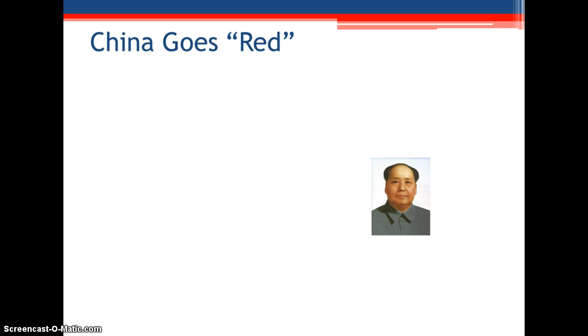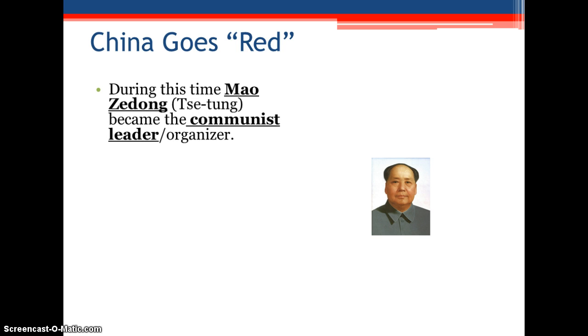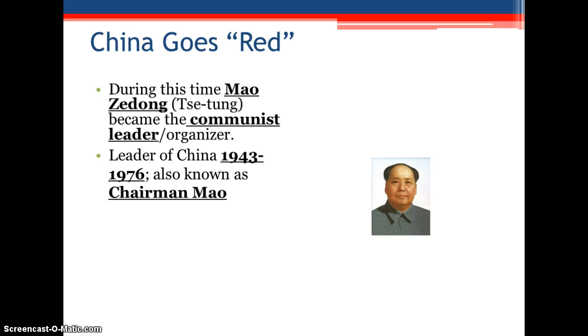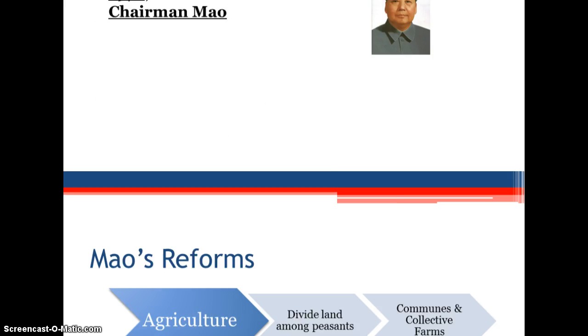Okay. After Japan's invasion, and after World War II starts, Mao Zedong, or it's also said Zedong, depending on the translation, became the communist leader and organizer. He eventually becomes the leader of China from 1943 to 1976, and he's also known as Chairman Mao. He was the first chairman of Communist China, which is known even today as the People's Republic of China. They sometimes call it the PRC. You might see that some places. So Mao ended up mobilizing the communists and overthrowing Chiang Kai-shek through this communist revolution.